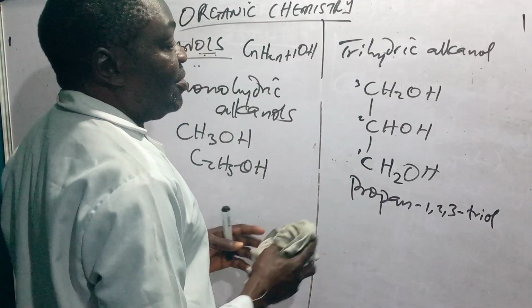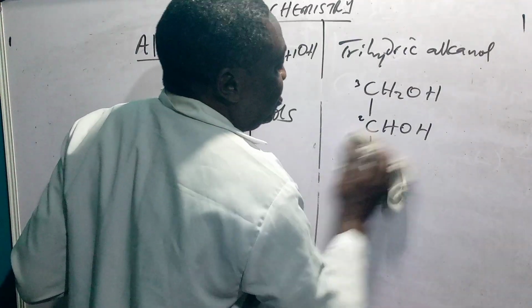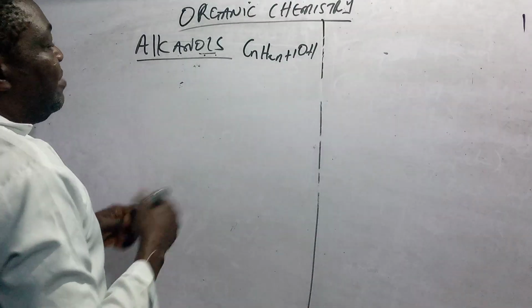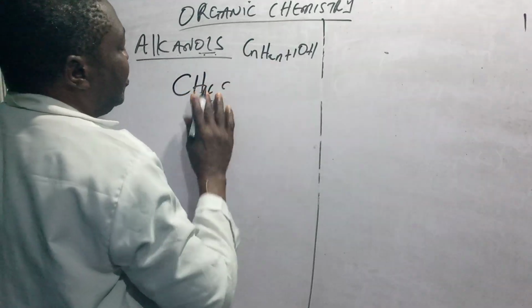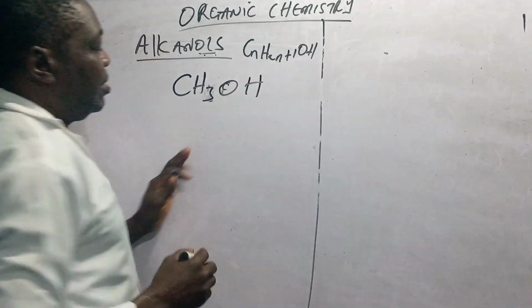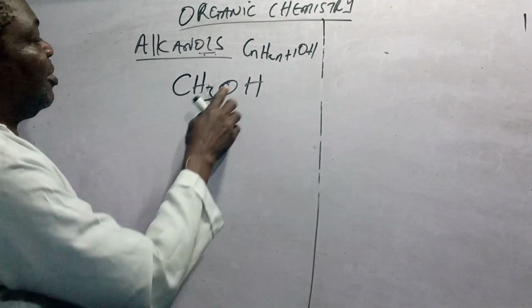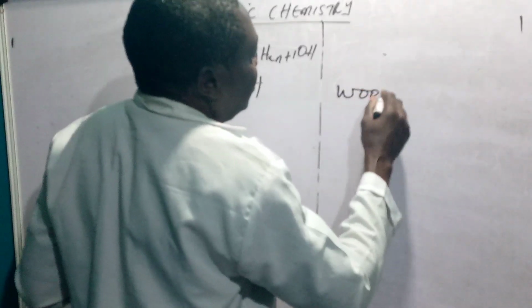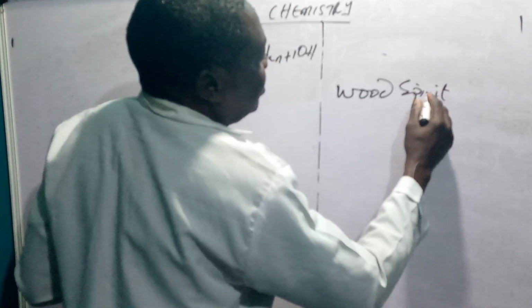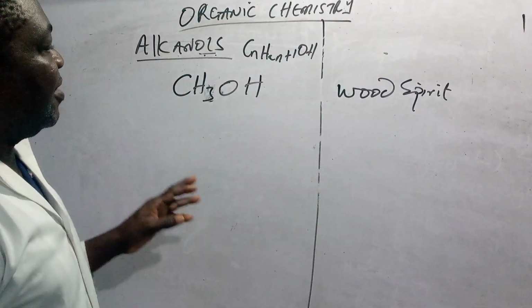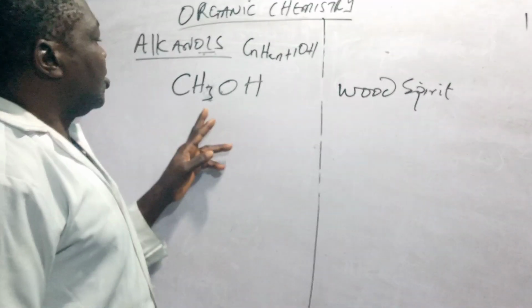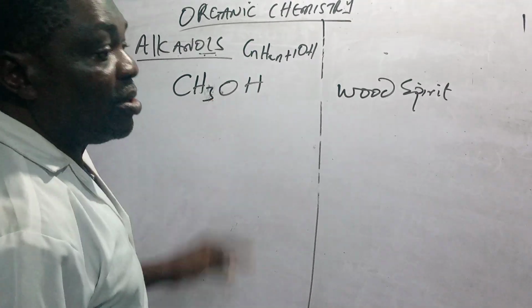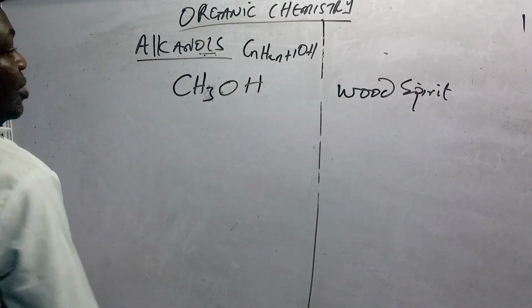So these are the classifications of alkanols based on the number of hydroxy groups they have. Remember, among these alkanols, you have the first member, which is methanol, CH3OH. This is the first member of the group and the smallest. It is also known as wood spirit. It is very volatile. The boiling point is very low, so it can easily vaporize. Based on the literature about it, it usually causes blindness when you inhale it.